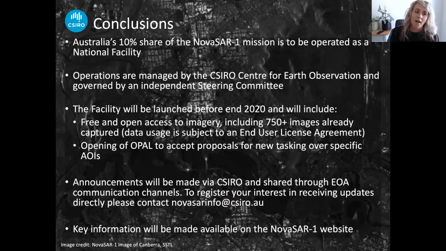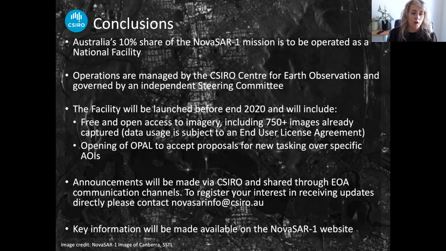So to finish up, Australia's 10% share of the Novasar mission is being operated as a national facility. These operations are managed by the CSIRO Centre for Earth Observation and are governed by an independent steering committee. The facility will be launched before the end of 2020. And when this launch happens, it will open up free access to over 750 images that have already been captured. And the usage of that data will then be subject to users agreeing to an end user license agreement.